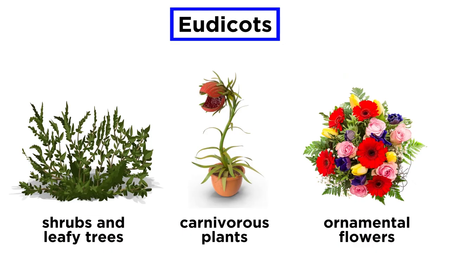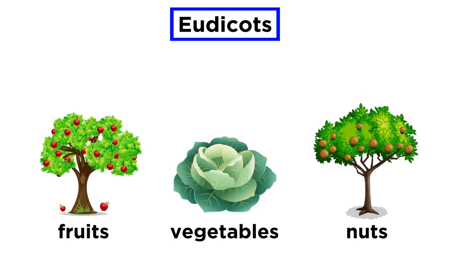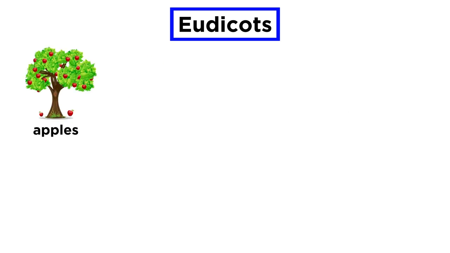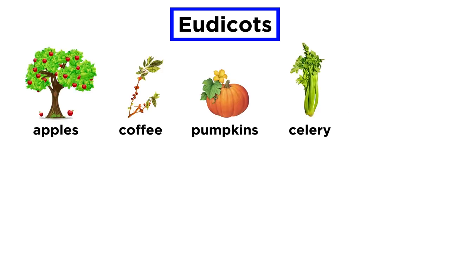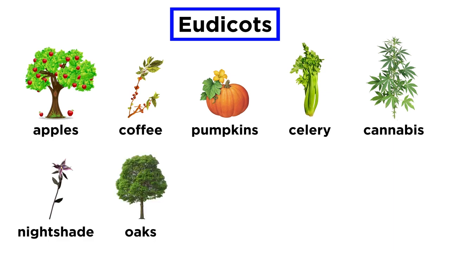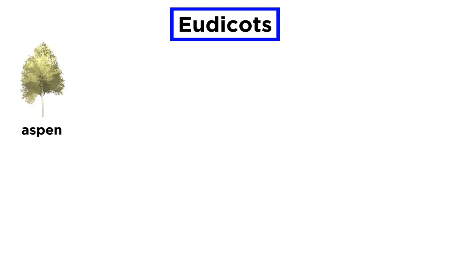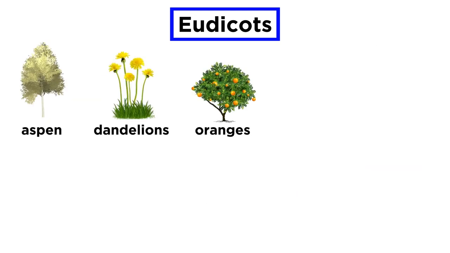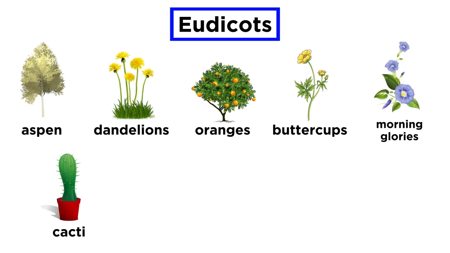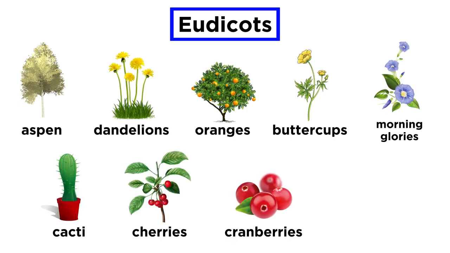The eudicots include most shrubs and leafy trees, along with the carnivorous plants, many ornamental flowers, and a huge range of food crops, including most fruits, vegetables, and nuts. Apples, coffee, pumpkins, celery, cannabis, nightshade, oaks, maples, corpse flowers, eucalyptus, aspen, dandelions, oranges, buttercups, morning glories, cacti, cherries, cranberries, carnations, and so many other plants are all classified as eudicots.